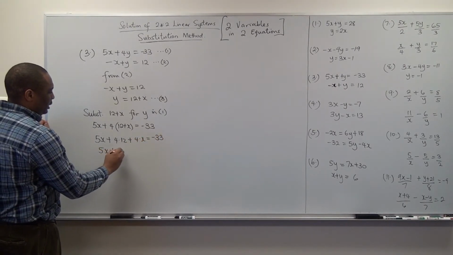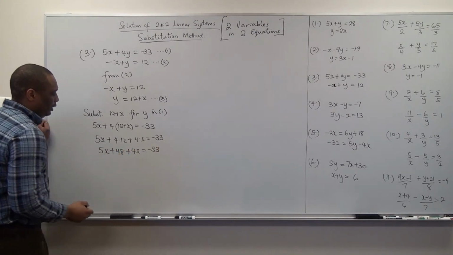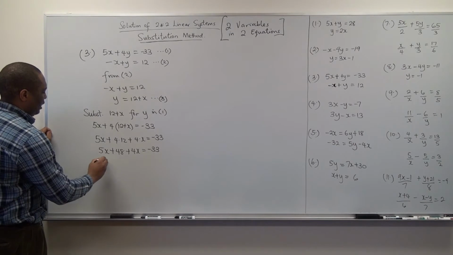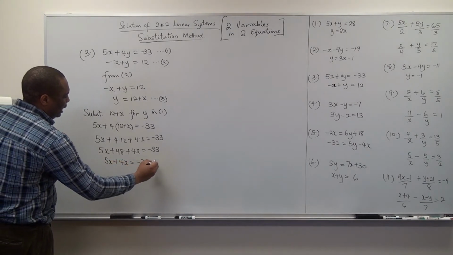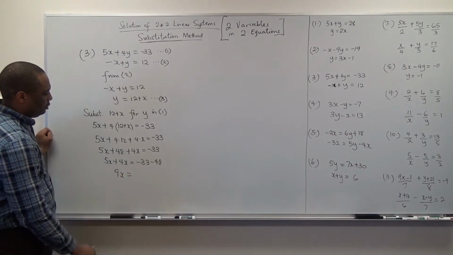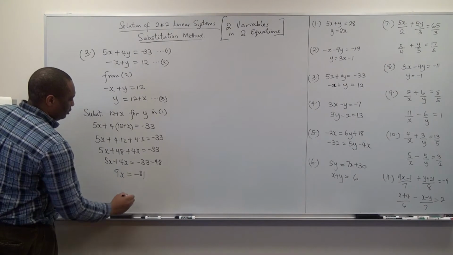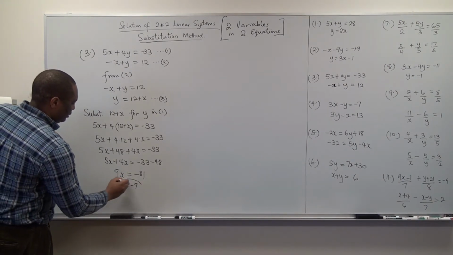5x plus 48 plus 4x equal to negative 33. We collect like terms, right? 5x plus 4x equal to negative 33 minus 48. So that gives us that 9x will be equal to negative 81. And that tells us that x will be negative 9.